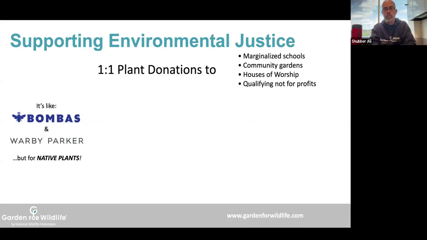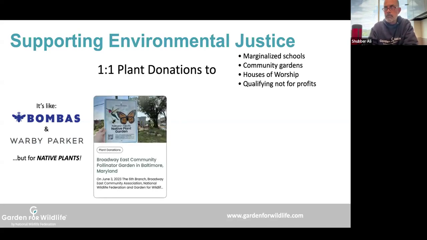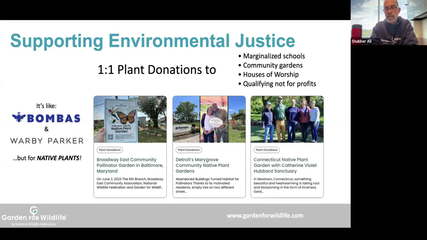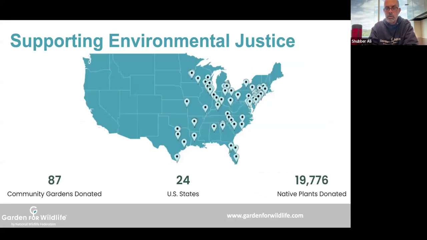The very first one we did was last June, in East Baltimore. And we put in about 400 plants plus some shrubs and trees and created a garden in what was a vacant lot in East Baltimore. The next one we did was actually in Detroit. And we've done more since then. There's another one we did in September in Connecticut. But actually, just last year, we did a total of 87 community gardens, hundreds of plants each donated across many different states. And we're doing more and more this year.